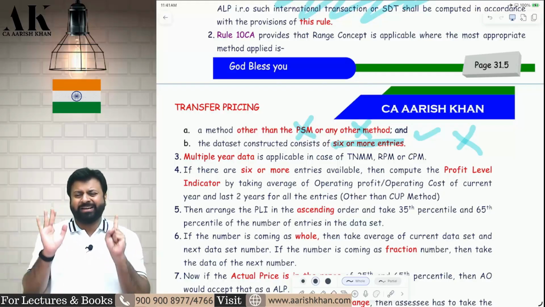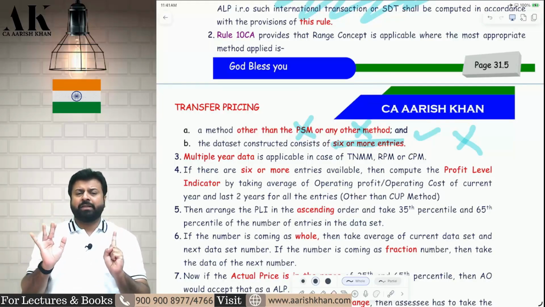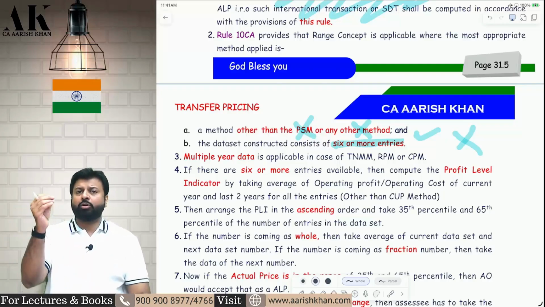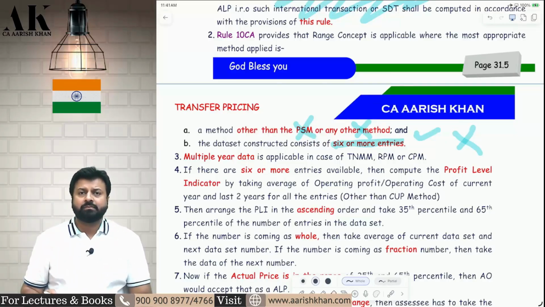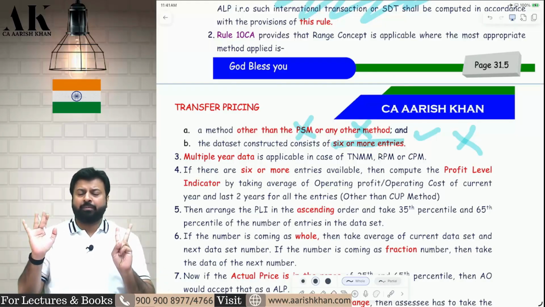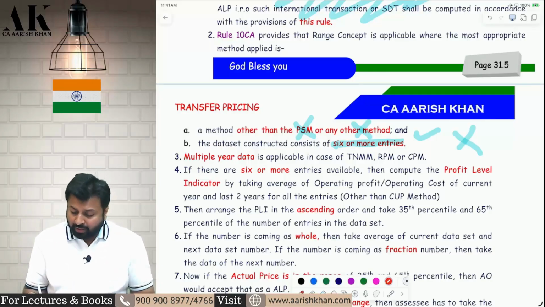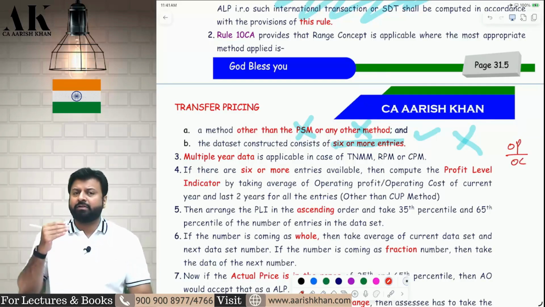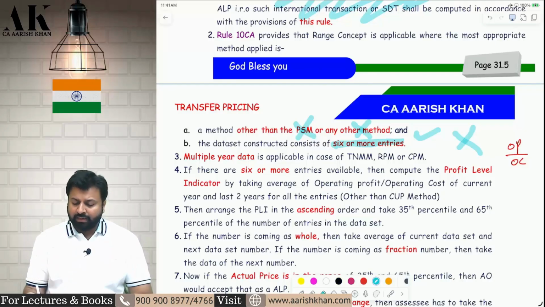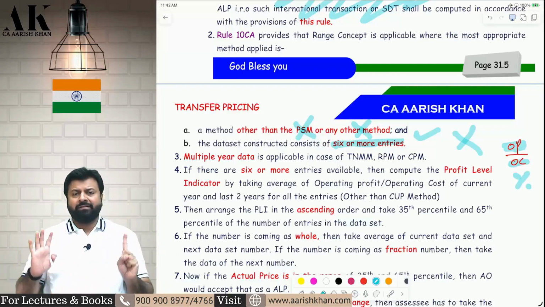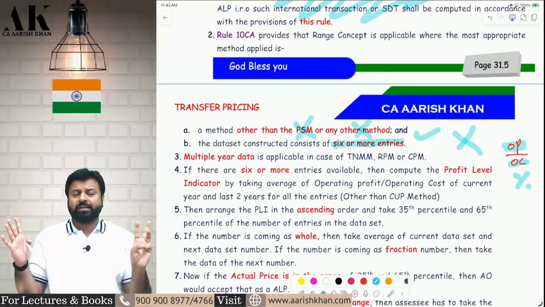Go to the industry and find at least 6 companies who are doing a similar transaction with an unrelated party, and find out their OP upon OC for the current year and last 2 years. Sir, I have got the data of 7 companies. Great. Find out OP and OC of the 7 companies for the current year and last 2 years. Then add the OP of the last 3 years, the current year and last 2 years, add the OC of the same 3 years, and find out the percentage. Find out the margin. I want at least 6 margins. 7 is also okay. 8 is also okay. 10 is great. 20 is great. At least 6 I want.